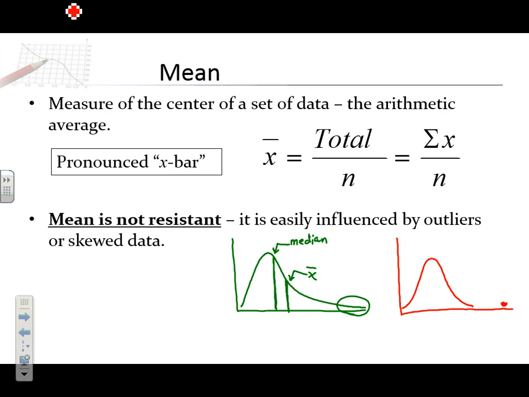Where's the median going to be? If I asked you to place a line where the median was going to be, where would you probably put it, roughly? Yeah, pretty close to the peak, right? So basically, right on the peak is going to be our median. Where would the mean go?